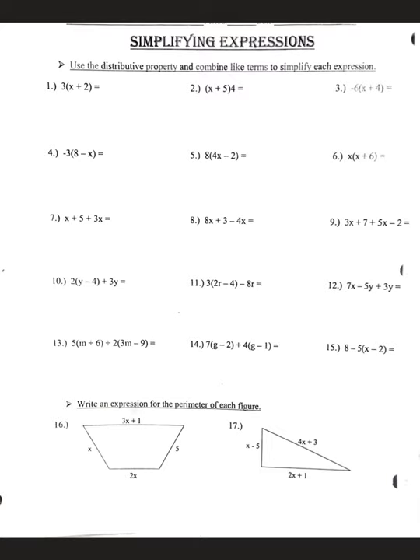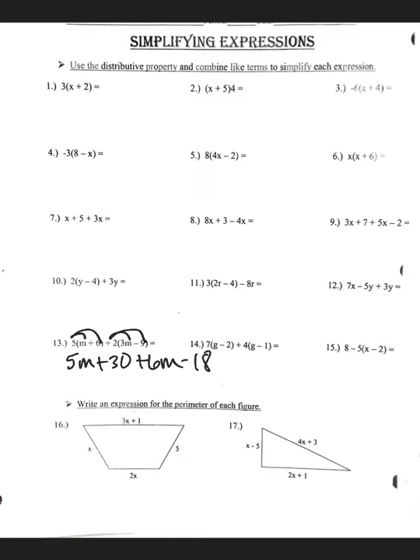13, 14, and 15 is a little more complicated, where you'll have to do distributive property twice, and then combine like terms. I can work one of those for you. I'll just pick 13. 5 times m is going to give us 5m. 5 times 6 is going to give us 30. 2 times 3m is 6m. And that's 2 times negative 9 would be minus 18.